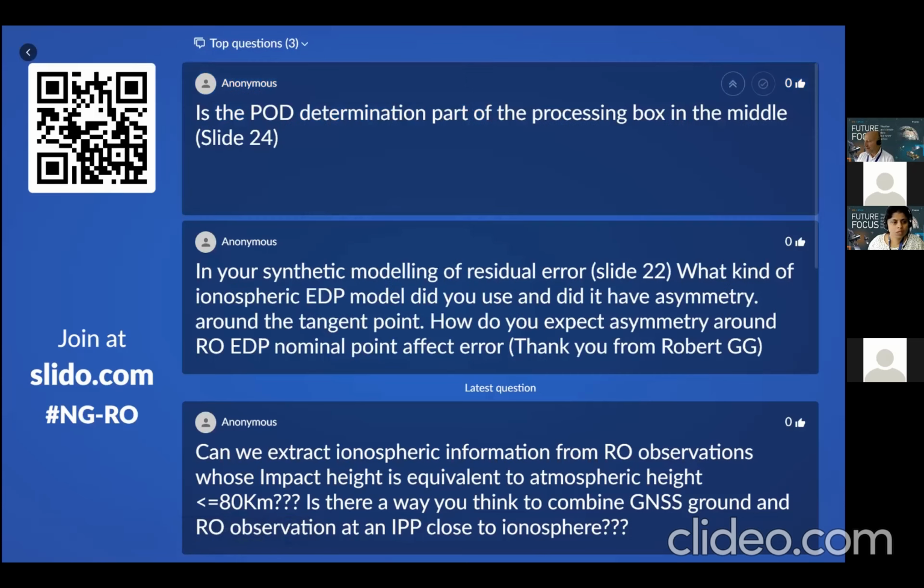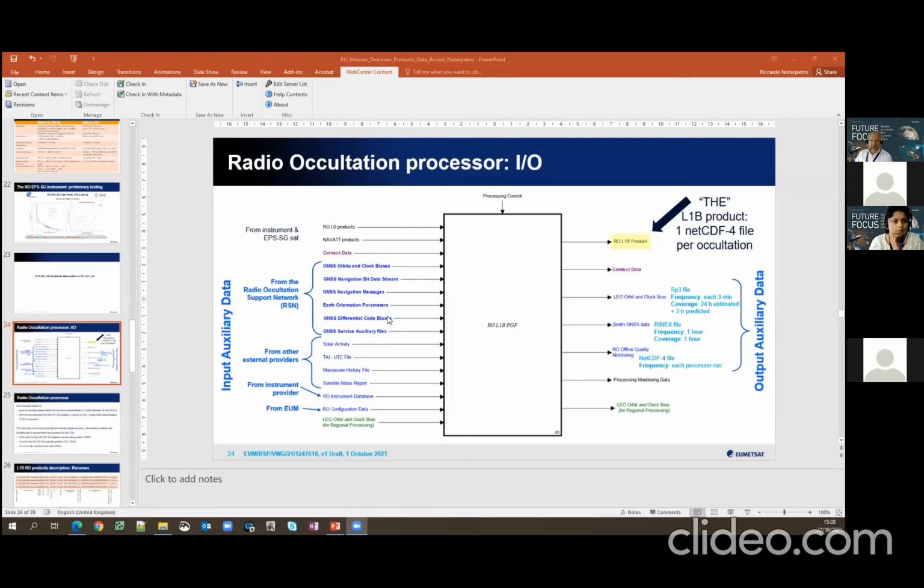Good. Is the POD, the precise orbit determination, part of the processing box in slide 24? Is the POD determination part of the processing box in the middle? No, the processing box, okay, if I can quickly share. Here, this is the entire processor. So the processor is the level 1B processing, plus before the level 1B processing we have the precise orbit determination component. So everything is included here.